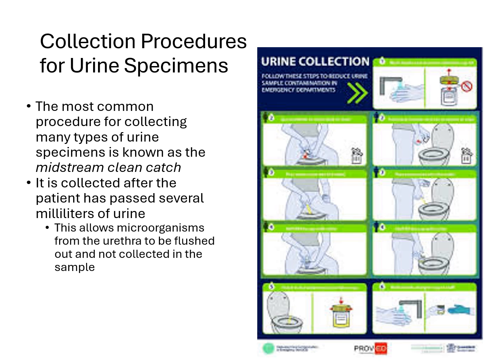So the most common procedure for collecting urine is known as a midstream clean catch, and it is collected after the patient has passed several milliliters of urine. And this helps to allow microorganisms that are in their urethra or on the outside of it to be flushed out and not collected in the sample.